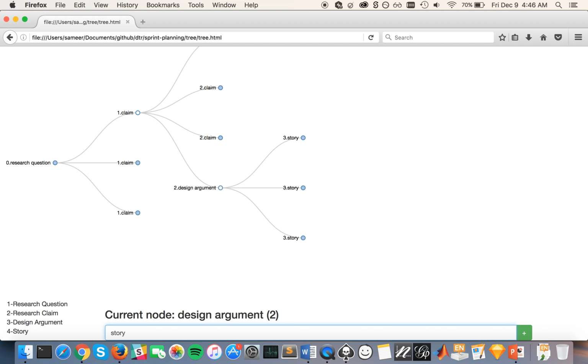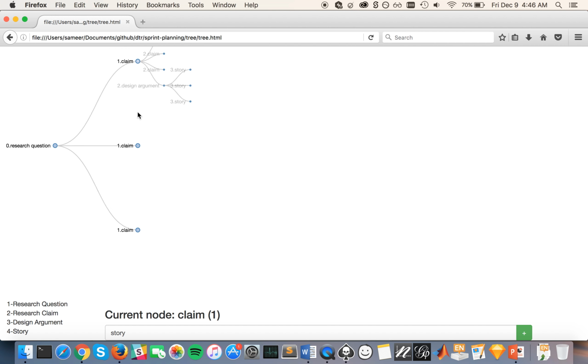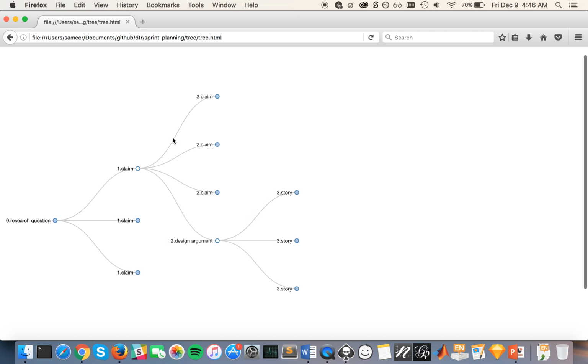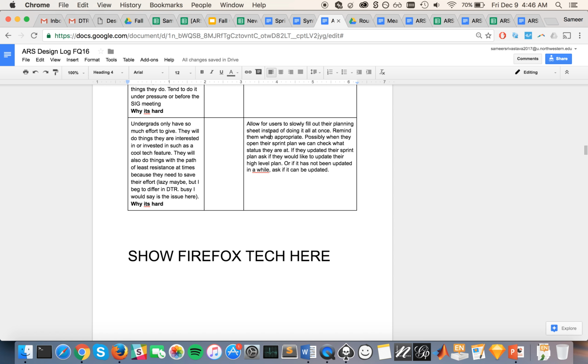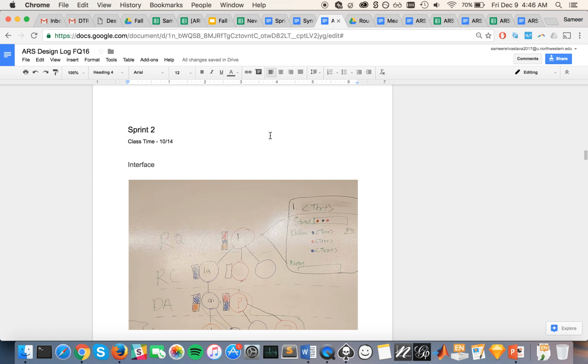You have a question, a claim, a design argument, and then a story, and your stories have tasks. I didn't include that in here. Then the tree does stuff of that nature. It's interesting because, despite having two different trees, I was mixing the research tree with what we'll call the planning tree. The planning tree is just your sprint, your stories, and, as we're still figuring out, milestones and tasks. Beyond that, it made my interface.